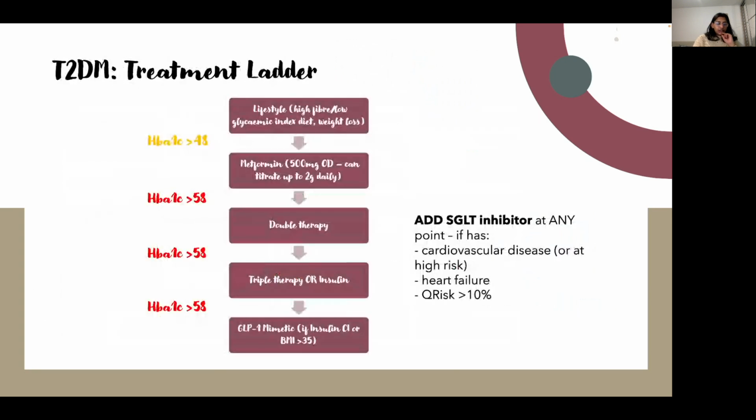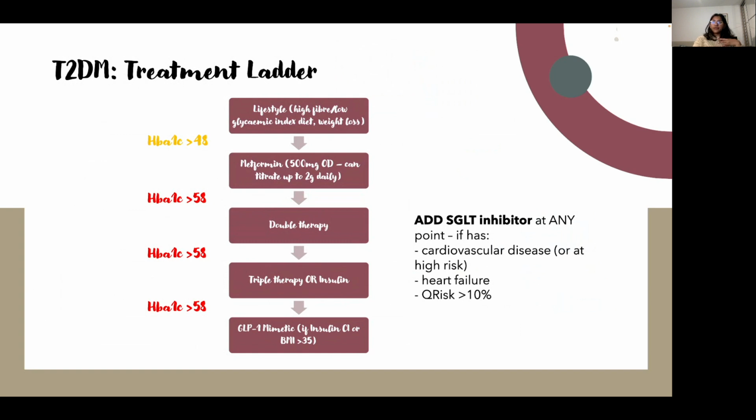So, how do you decide what to do with someone with type 2 diabetes, and when do you give what? So, imagine they've just come in and they've had either that one positive test if they're symptomatic, or their two positive tests if they're asymptomatic. So the first thing you're always going to try in type 2 is lifestyle changes. So things like having a low glycemic index diet, and losing weight.